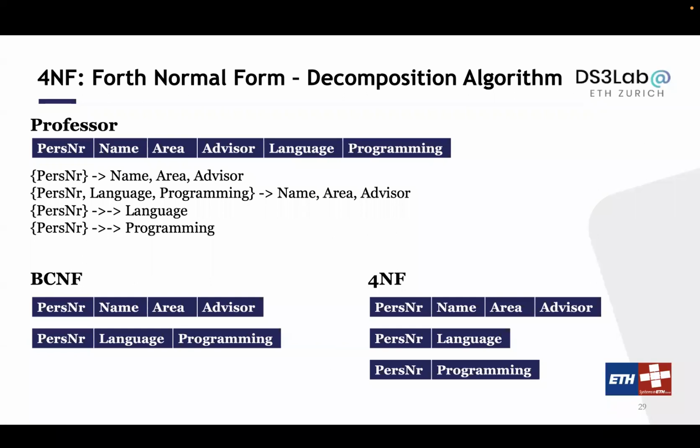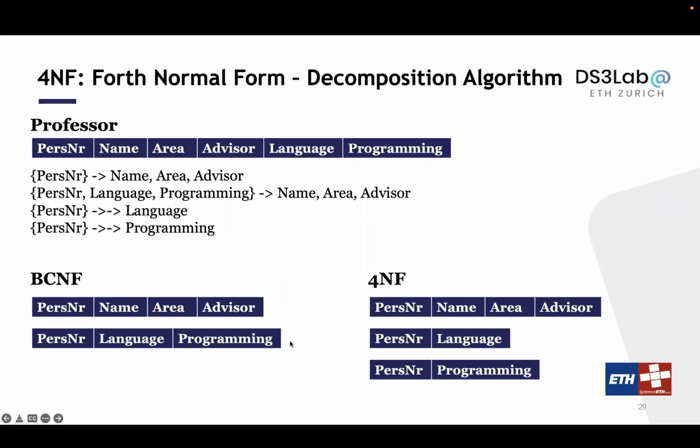So you could still decouple it, right? You can generate one relation with personnel number, name, area, advisor, and you have another relation with personnel number, language, and programming language. And then if you look at this personnel number, language, and programming language, you'll say, yeah, it also does not enforce fourth normal form because I have an evil multivalued dependency from personnel number to language, from personnel number to programming language, for example. So then what you are going to do is, okay, I can also decompose it again, right?